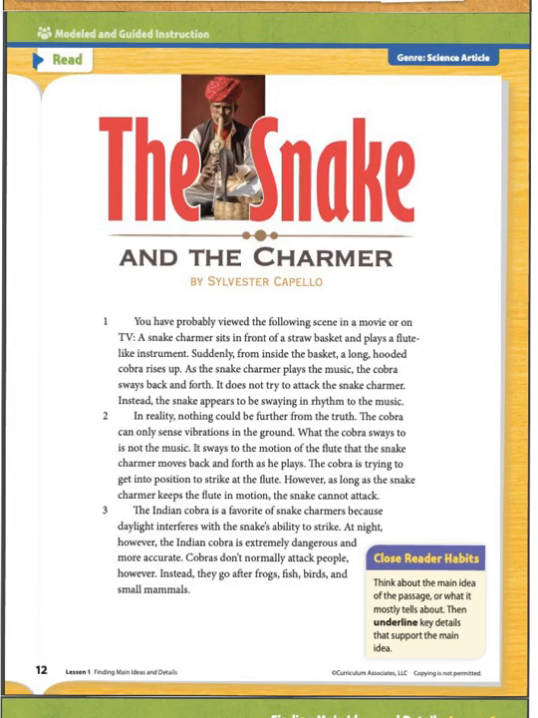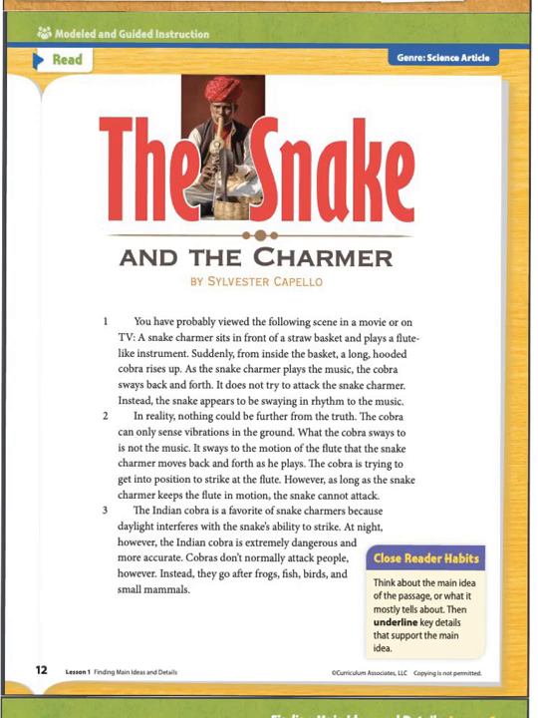Suddenly, from inside the basket, a long, hooded cobra rises up. As the snake charmer plays the music, the cobra sways back and forth. It does not try to attack the snake charmer. Instead, the snake appears to be swaying in rhythm to the music. In reality, nothing could be further from the truth.